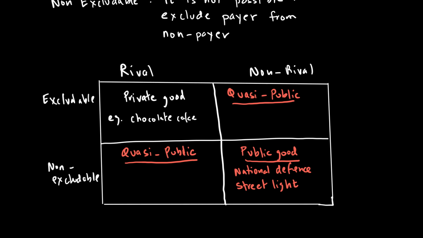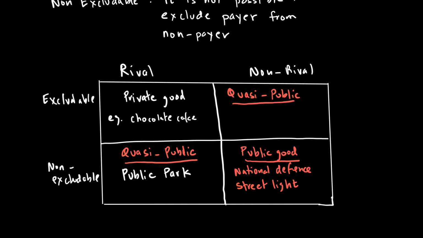For example, a public park can come into this category. A public park is a park which has free entry. You don't really charge people for a public park, but we know that after some time, a public park can become crowded, and therefore one could argue that if it becomes crowded, it can affect the experience of another individual. It is rival after some point.